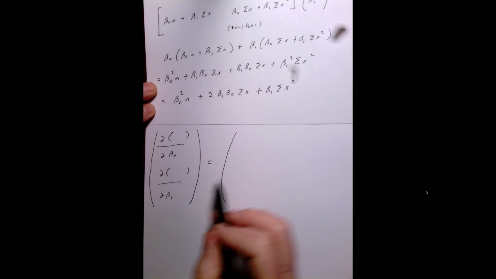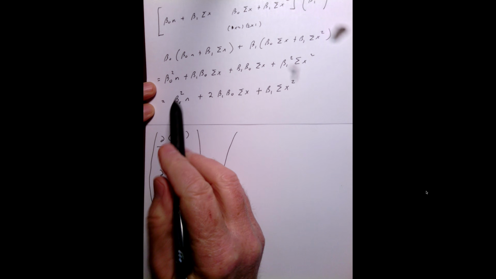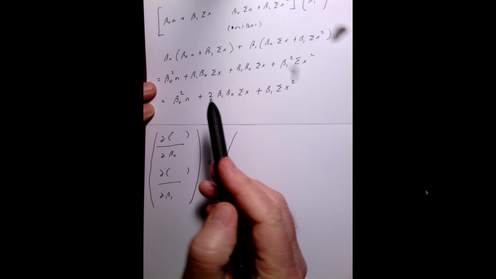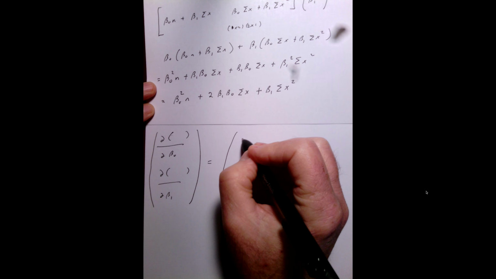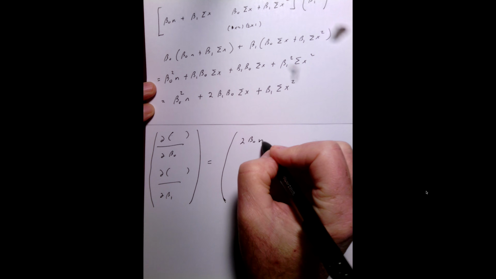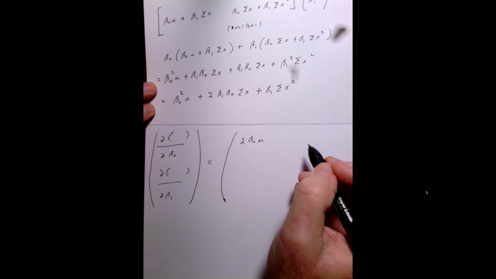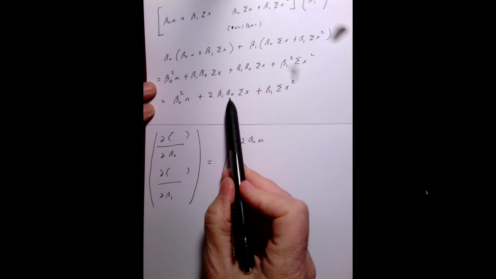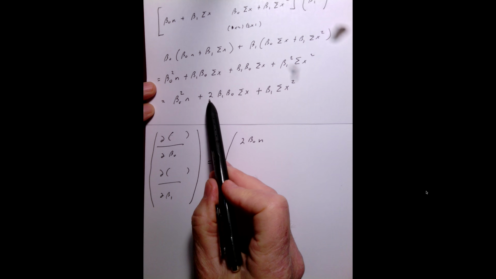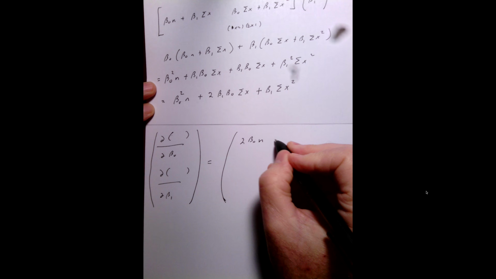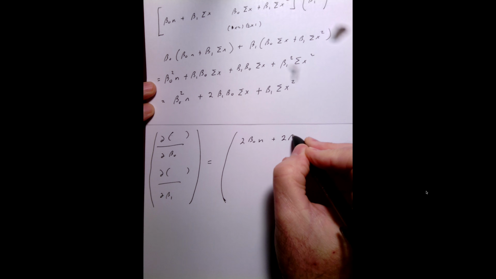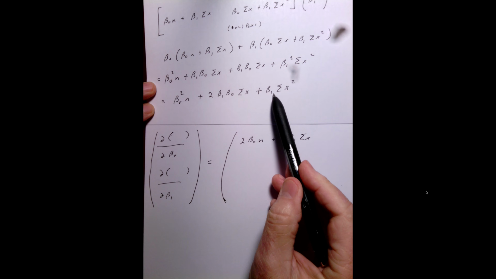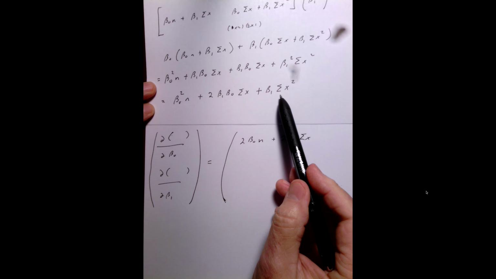So if I take, with respect to beta 0, I'm going to get, again, the partial is going to be 2 beta 0 n. And then the next term has a beta 0 in it, so the derivative will just be 2 beta 1 sum of the x's. This term doesn't have a beta 0, so the partial of it will be 0.